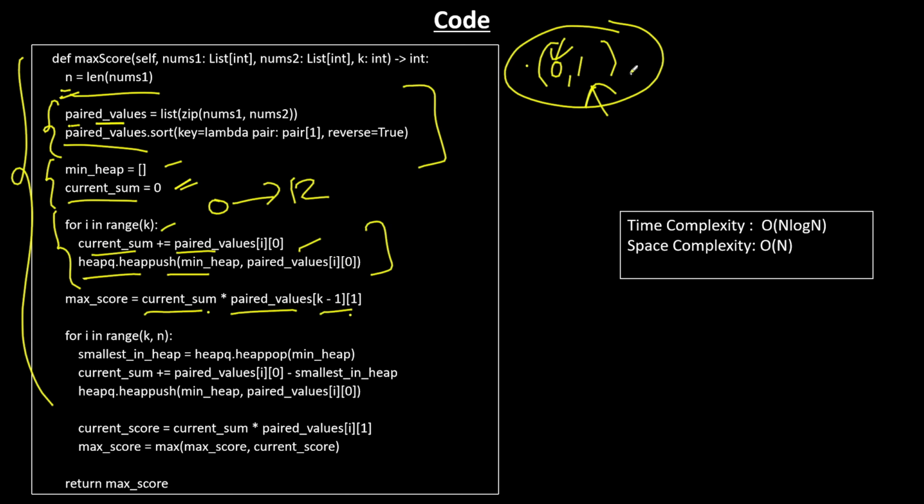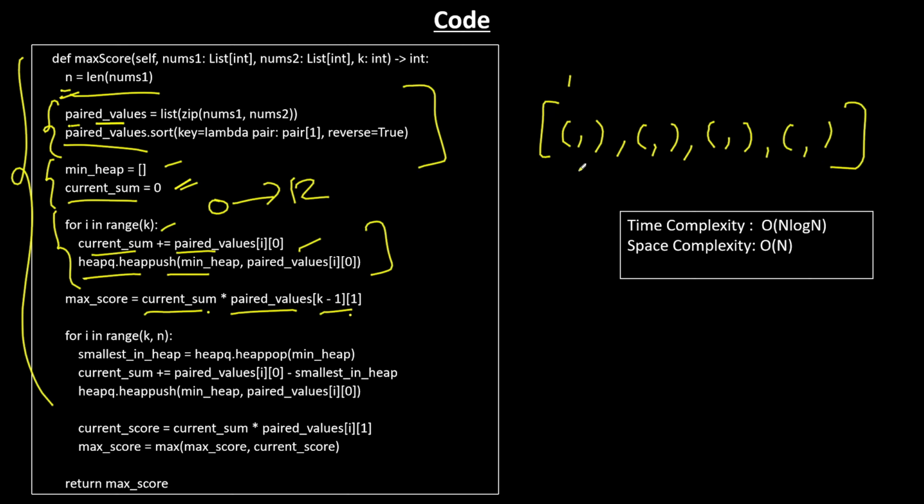index in the paired values, which is, let me draw it, okay? It will make more sense then. So suppose this is the paired values array, a combination of nums1 and nums2. These are the pairs, right? Suppose this has some random values to it. I just wrote random values, please don't go into it. So this basically says go to the k minus 1 index.